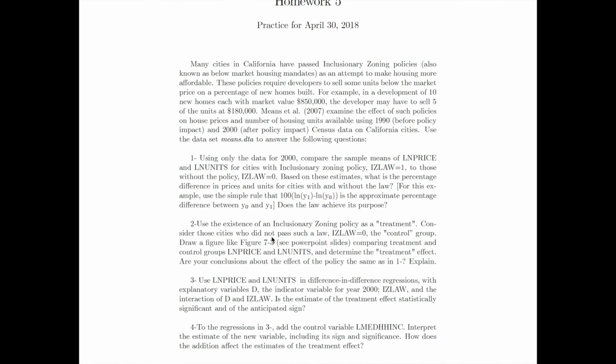If we go back to number 1 here, we have, using only data for 2000, compare the sample mean of ln price and ln units for cities with inclusionary zoning policy, IZ law equals 1, to those without the policy, IZ law equals 0. Based on these estimates, what is the percentage difference in prices and units for cities with and without the law? Remember that 100 times the difference of the logarithms is approximately the percentage difference between y0 and y1. Does the law achieve its purpose?